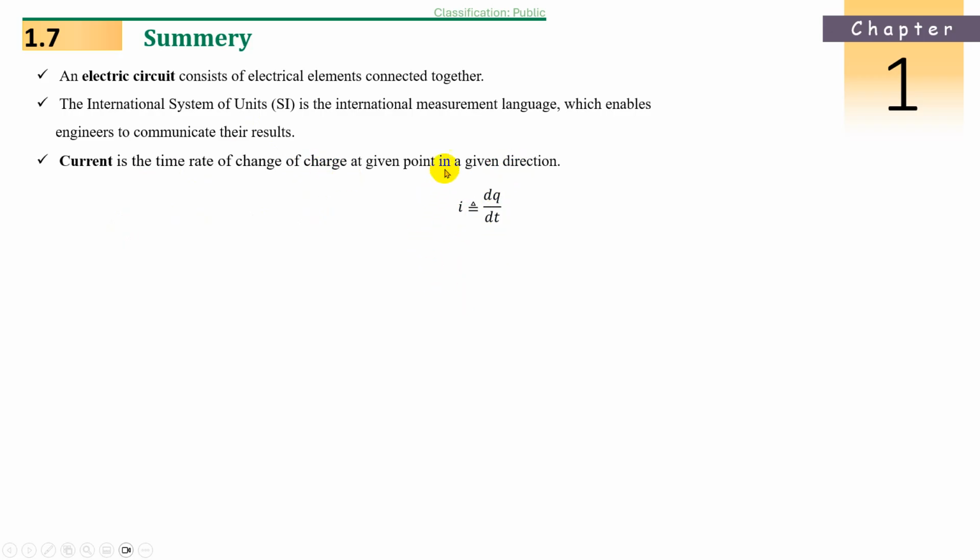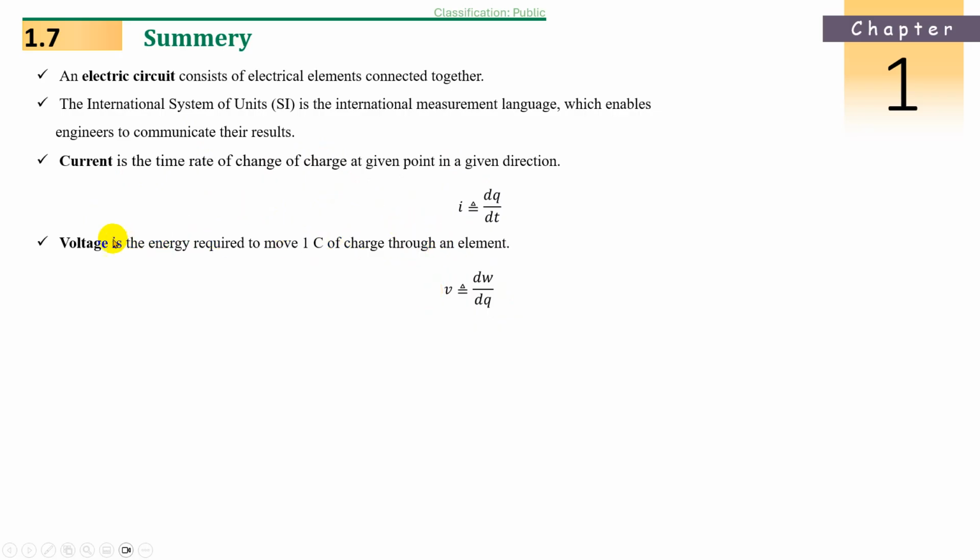So this we already studied. Then voltage. What is voltage? It is the energy required to move 1 coulomb of charge. That is, the rate of change of energy with respect to charge. Same thing as time rate of change of charge. Here, the charge rate of change of energy is called your voltage.